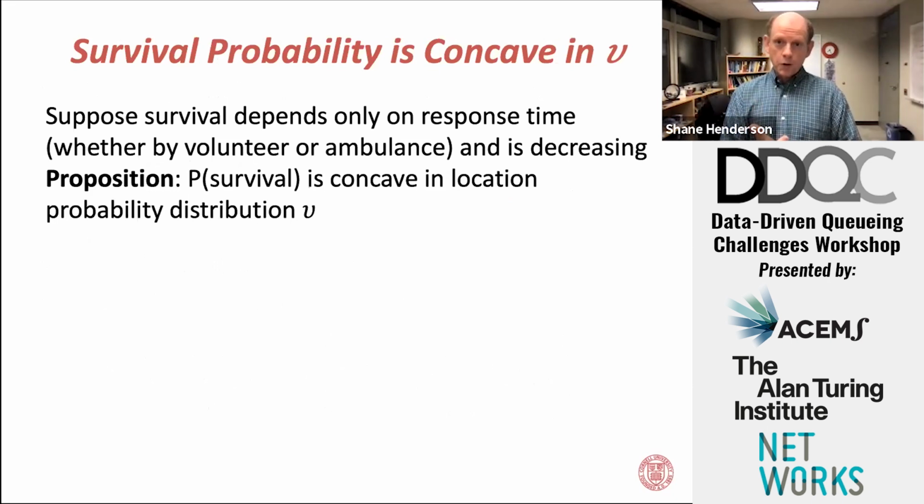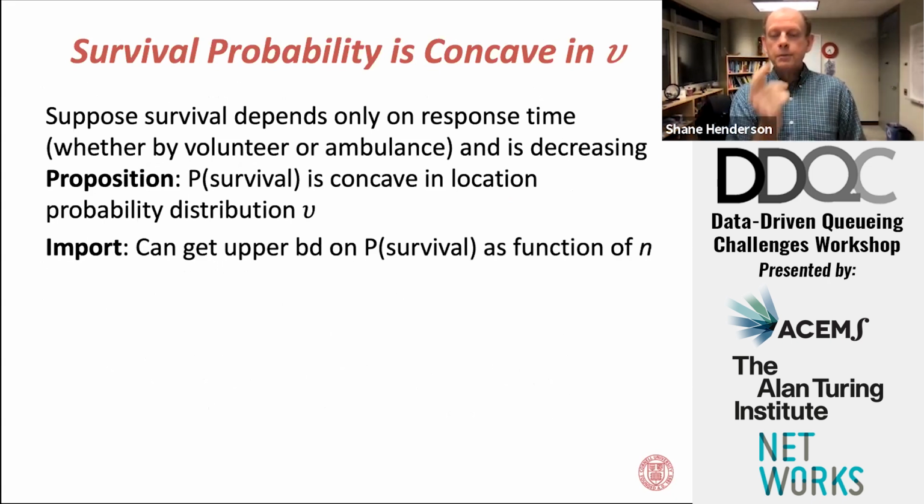If we're thinking about survival probability, remember that's an integral of the response time density against the survival probability. That turns out to be concave. And that's good news, because concave maximization problems are straightforward. That means that the optimization problem is tractable. So I can get an upper bound on the probability of survival as a function of n. It's an upper bound because I'm choosing the volunteer locations. And then that upper bound informs the recommendations for policy, like how many volunteers do we need.